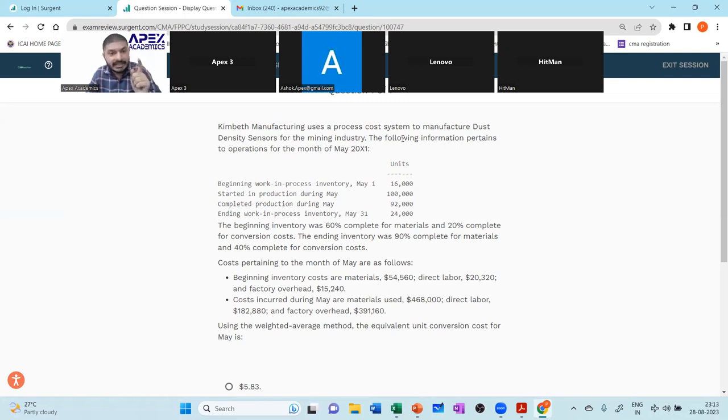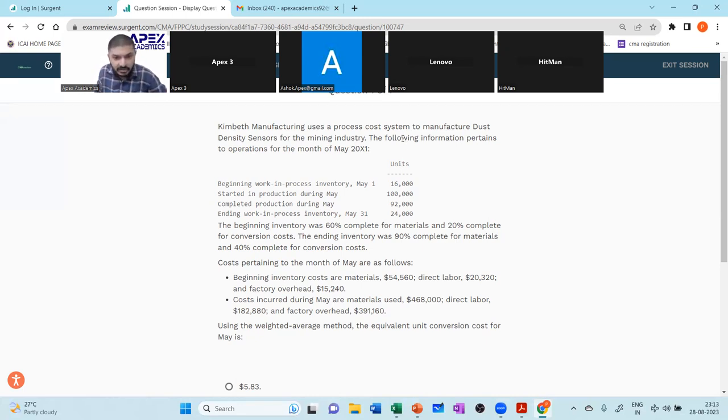The beginning inventory is 60% completed for materials and 20% completed for conversion costs. That shows very clearly that in the current period, you have to work on materials on opening WIP as well as conversion costs. The ending WIP was 90% complete for materials and 40% completed for conversion costs. The cost pertaining to the month of May are given to you. They have specifically demarcated the opening costs and the current period costs, which is a very clear clue for you how to take the calculation.